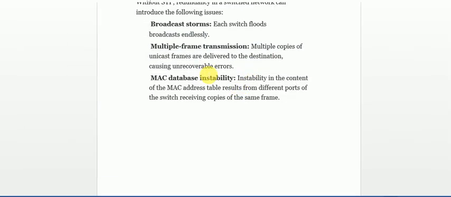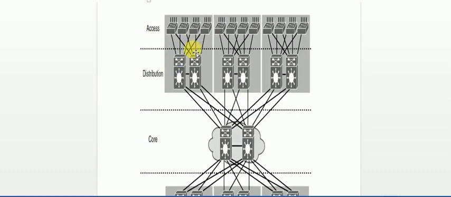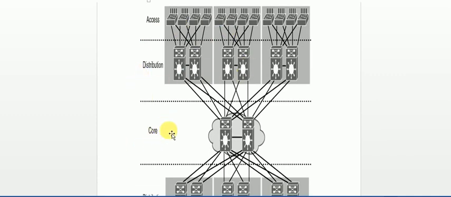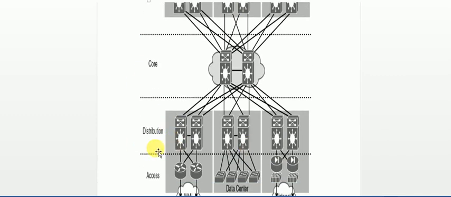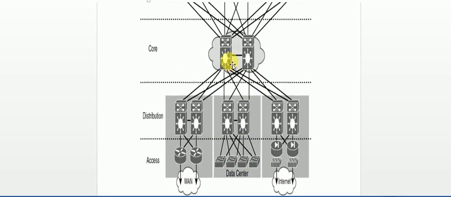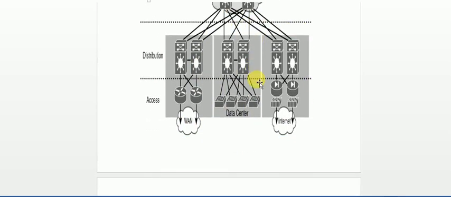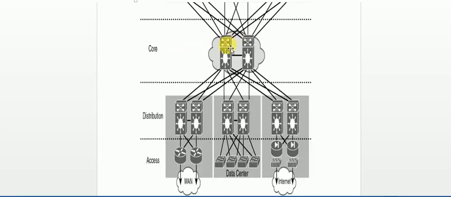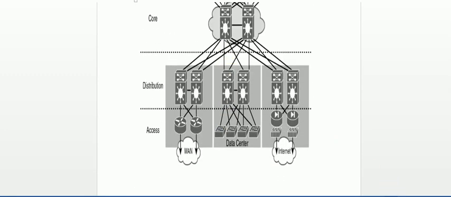Let me show you the hierarchical network, in which you will require the STP 100%. Assume this: access layer, distribution layer, core layer. Access, core, distribution, access. So here multiple switches are used. Okay, about the STP algorithm, let me explain the STP algorithm for you.